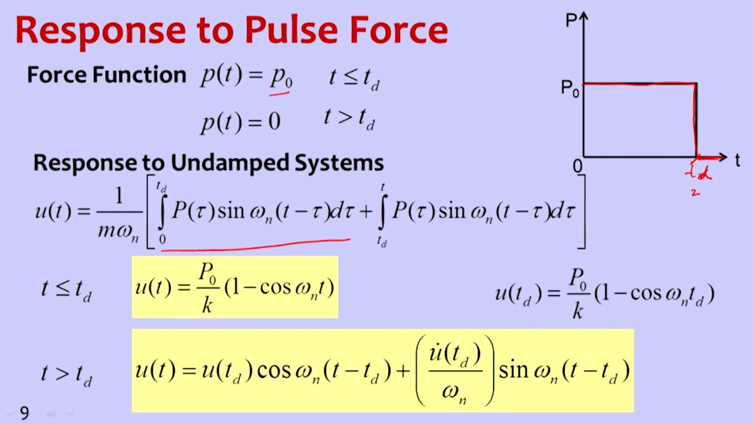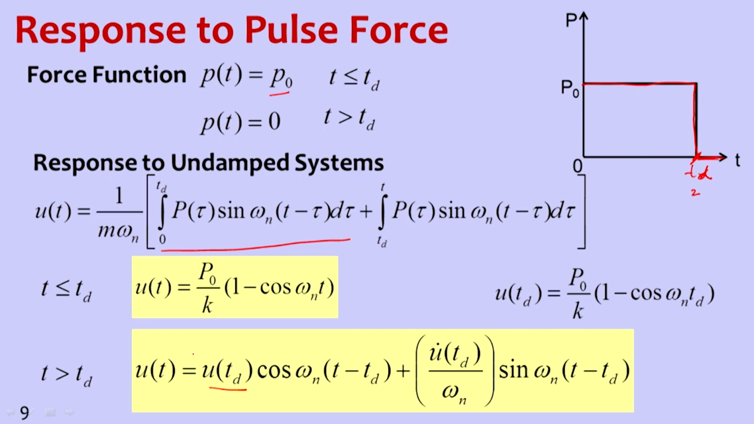We need to consider one important thing here: at t equal to Td, this second function starts. So the initial displacement terms will also be there, that is u(Td) cos omega n (t minus Td), plus u dot (Td) divided by omega n, sin omega n (t minus Td). So that will be there after Td, and before Td it is the first function.